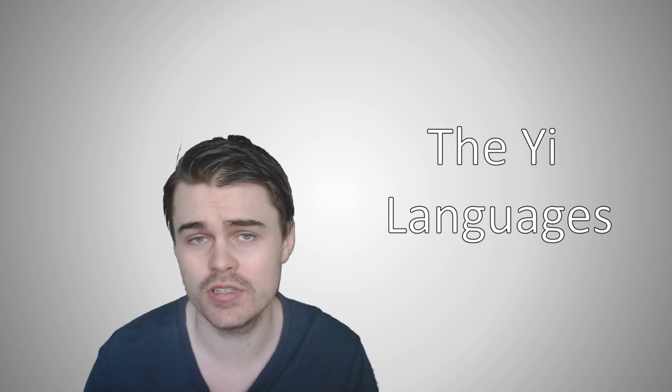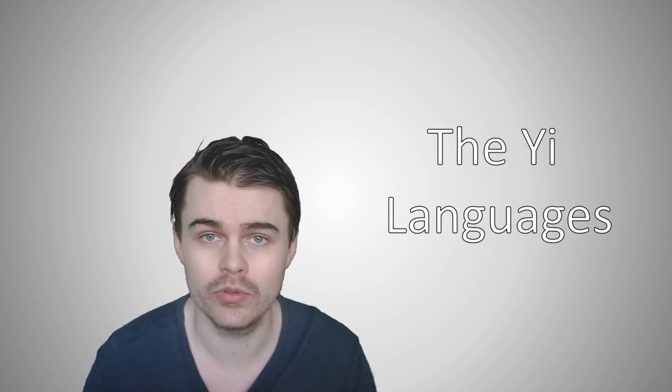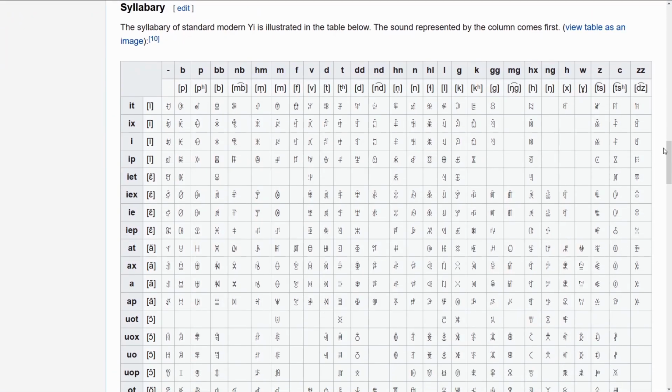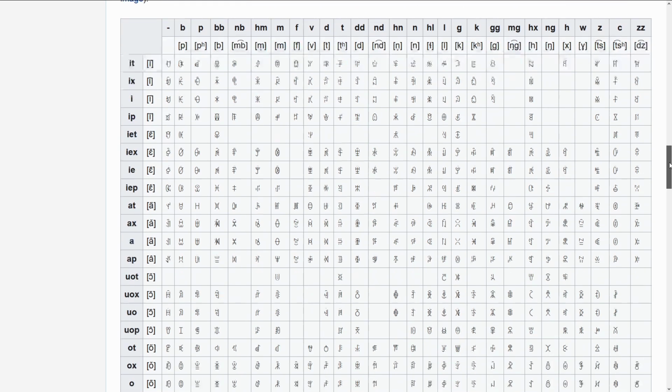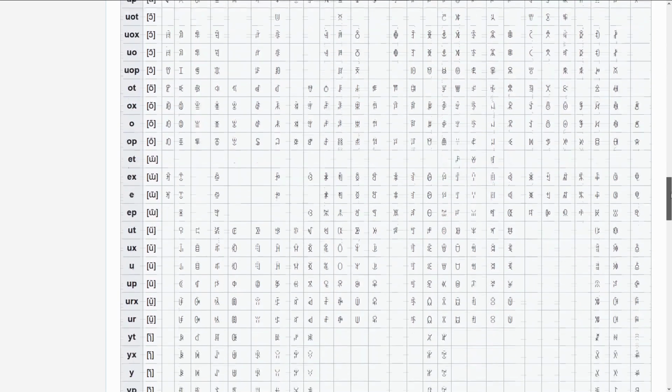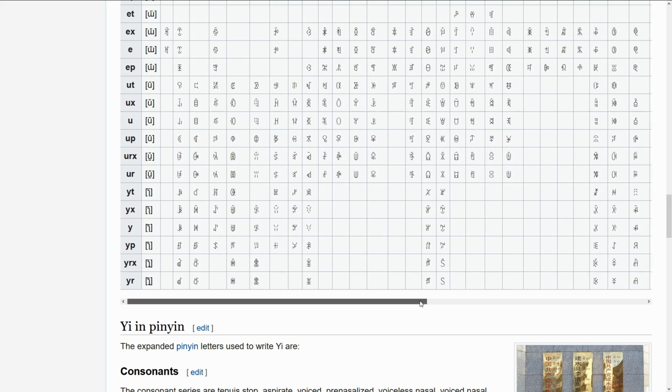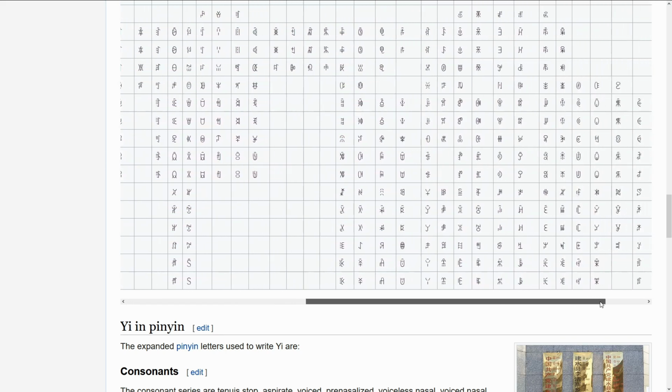The Yi languages are spoken by the Yi people, which is a minority group in China. Now, I'm not even going to attempt to post or show an example here, because just looking at the writing system, it's one of the most complicated I've ever seen. They have about 756 symbols, which all represent syllables, and that's just way too complicated for me.